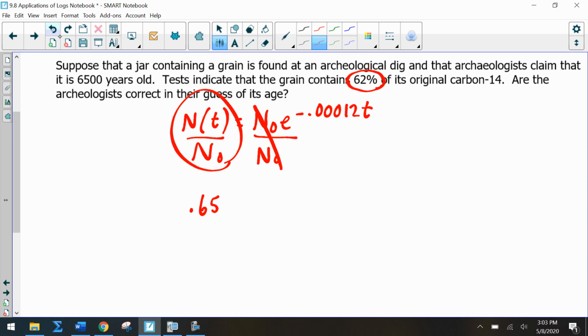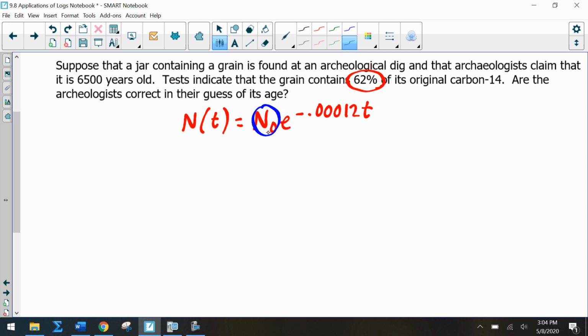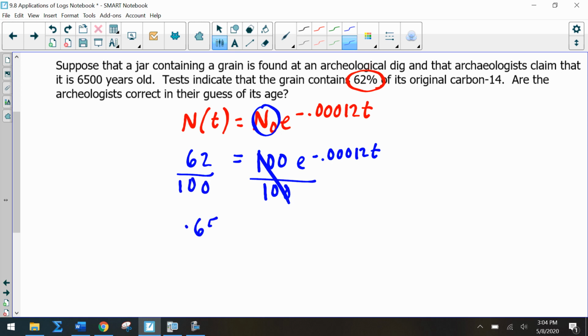okay? So another way we could think about it is, if the amount of carbon that we had initially was 100% or 1, and the grain contains 62%, so 100% is there, 62% is left, then we could use those numbers if you would prefer. Okay, so when we divide by N sub 0, now we have 0.62 equals e to that tiny exponent.